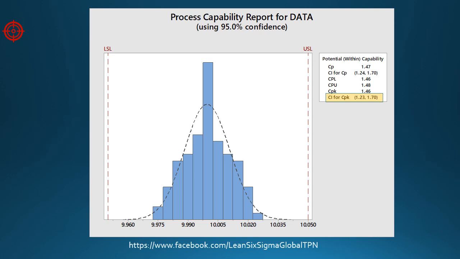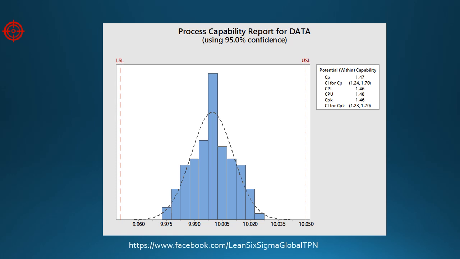The capability output for the part diameter data includes the upper and lower limits of the 95% confidence interval for Cpk as well as Cp. The limits for Cpk mean we are 95% confident that the true Cpk for the part diameter is between 1.23 and 1.7. We can use confidence intervals to conclude whether a capability target has been demonstrated.